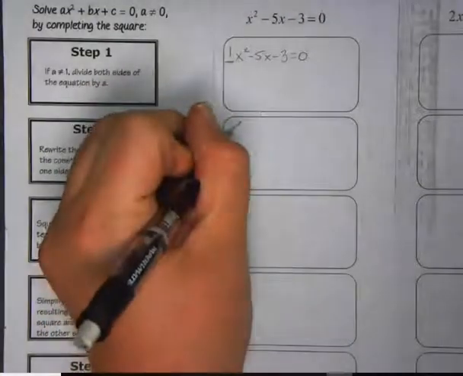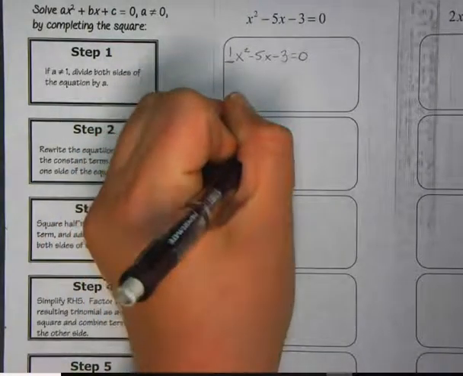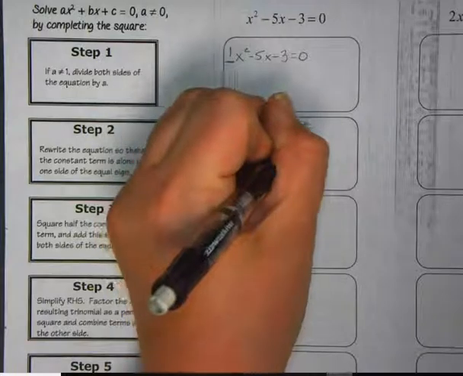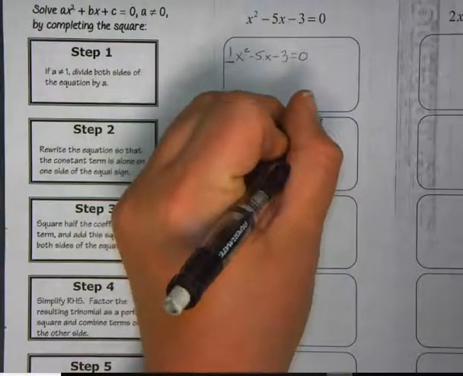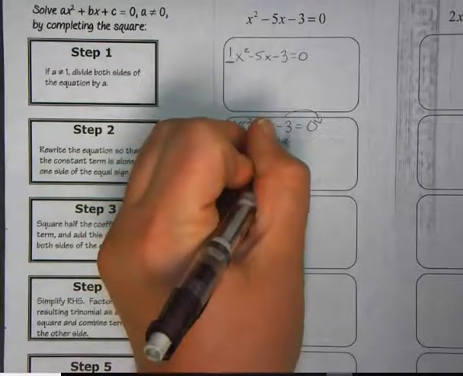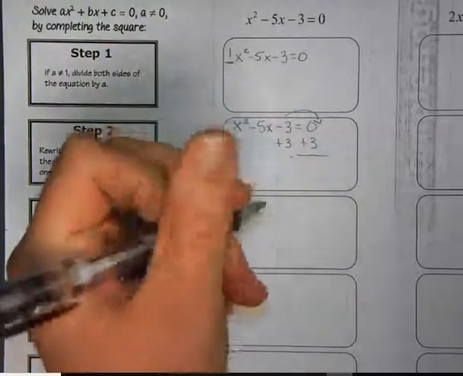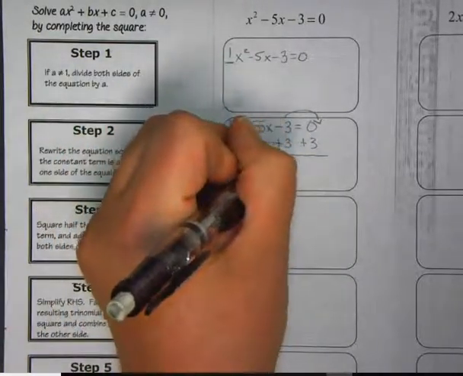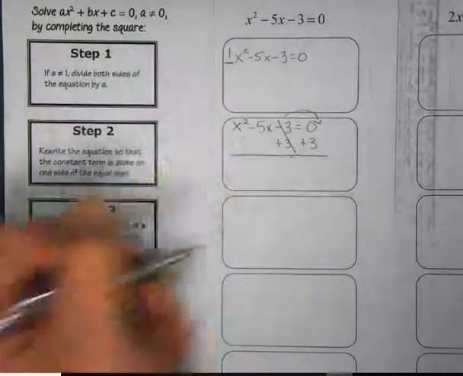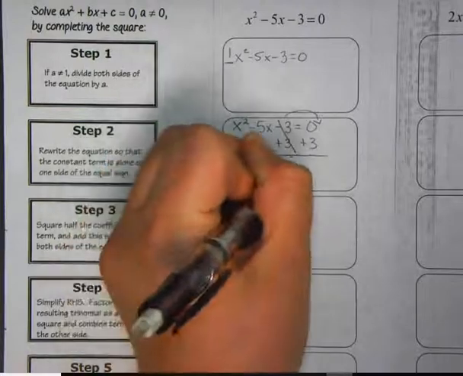It says rewrite the equation so the constant term is alone on one side of the equal sign. What that means is we are going to take our c value, that's the last term, in this case -3, and move it over to the other side of the equation. To do that, we need to add 3 to both sides. And why do we do it to both sides? Well, because remember, anything we do to one side, we have to do to the other side. So we're left with x squared minus 5x equals 3.